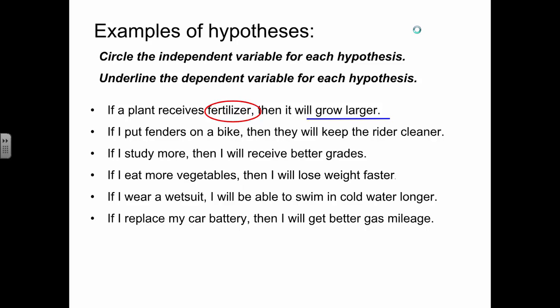What's the dependent variable? William? Yeah, how clean the rider is. So you get the point. When you set up your hypothesis as an if-then statement, you always find the independent variable in the if part, and you find the dependent variable in the then part. If I study more, then I'll receive better grades. Amount of studying is the independent variable, the grades are dependent. So you get the point.